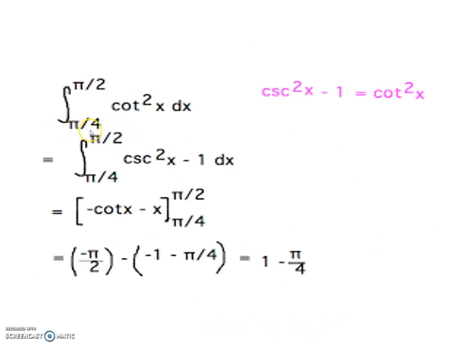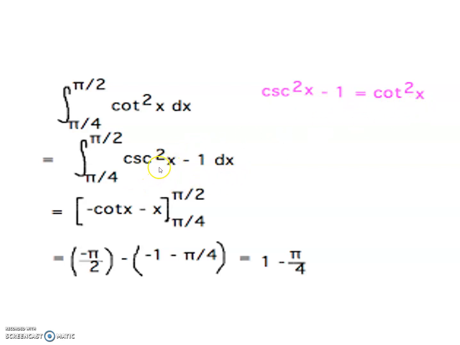Next, lower limit pi by 4, upper limit pi by 2, cot square x dx. We know that pi by 4 is what? 45 degree. Pi by 2, 90 degree. And cot square x, we know that cot square x integration directly is not possible. So we have to use the fundamental identity. Cosec square x minus 1 is equal to cot square x. We have to substitute cosec square x minus 1 dx.